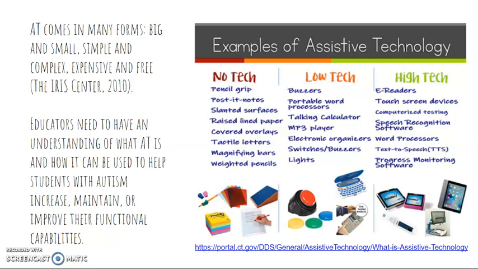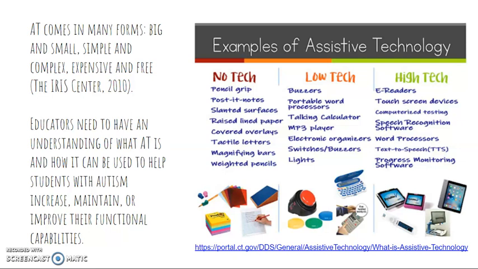Despite its name, assistive technology comes in many forms: big and small, simple and complex, expensive and free. There are no-tech, low-tech, and high-tech options. No-tech examples of assistive technology include things like pencil grips, post-it notes, raised line paper, tactile letters, weighted pencils.